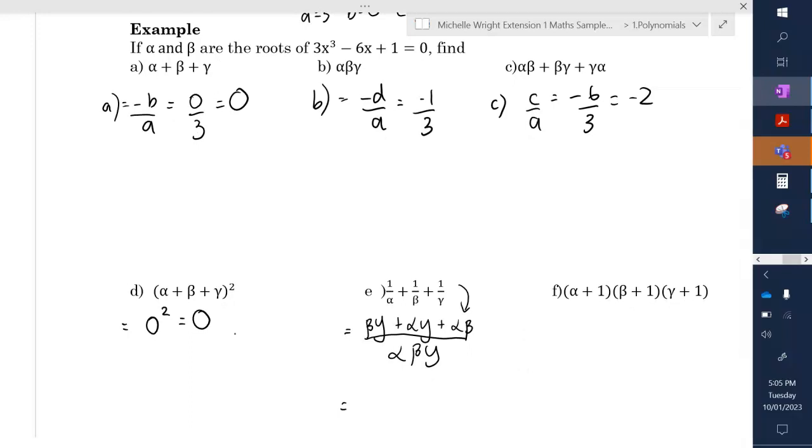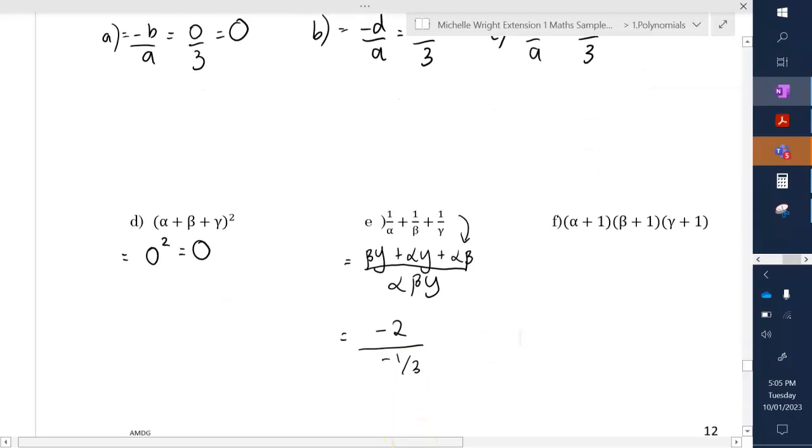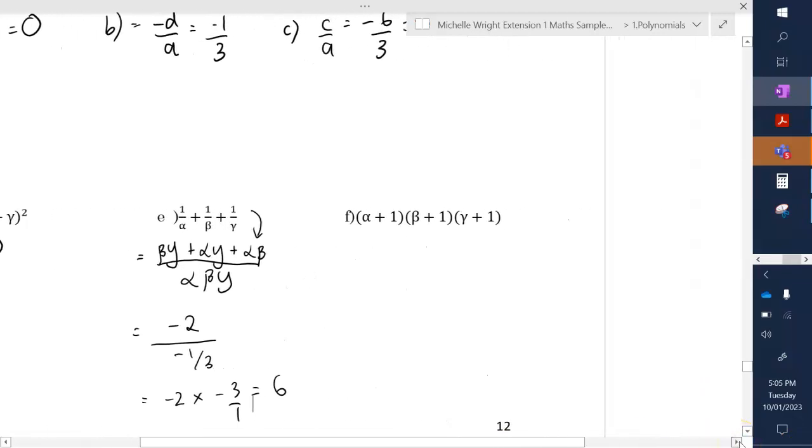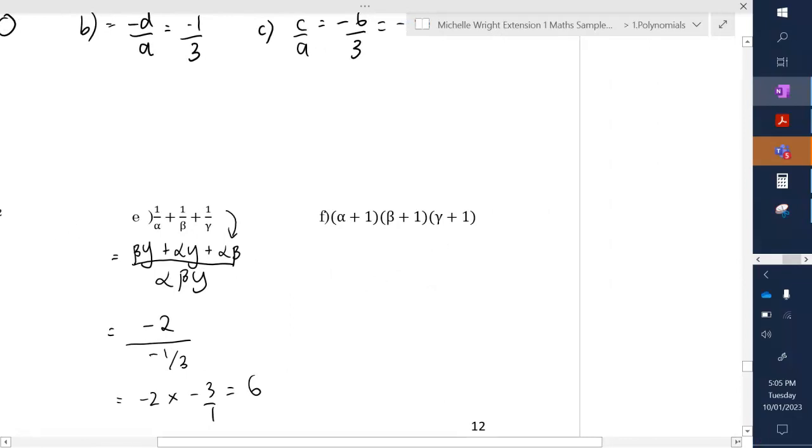Okay, so the top line is our roots 2 by 2, which is up here, which is minus 2. Our bottom line is the product of our roots here, which we have as minus a third. Okay, minus 2 divided by minus a third is going to be minus 2 times minus 3 over 1, which is equal to 6. Lucky last is f. Now, f again is a little bit trickier. We don't have any combination of roots that we can work with for this one, so we need to expand it. To expand this, expand the first two brackets first.